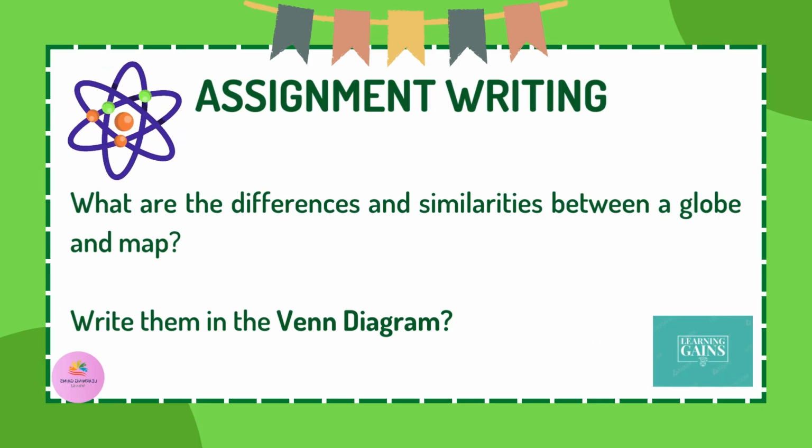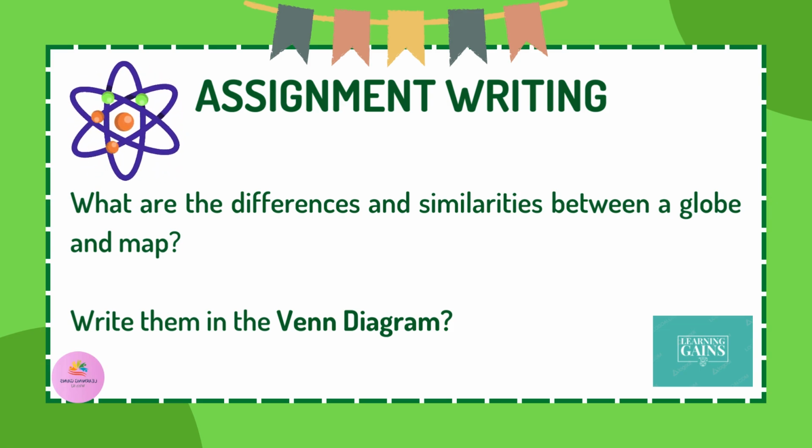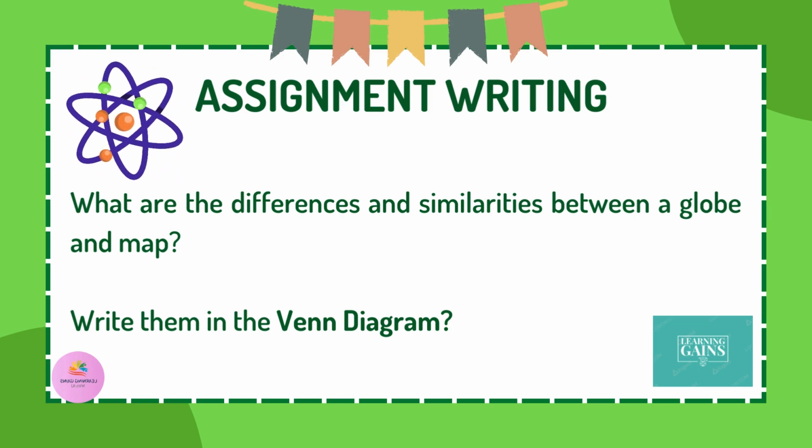Friends, so far we have learned what is a map and what is a globe. We have also learned how they are different. Let's do our assignment. In our assignment, we have to make a Venn diagram today. And in that Venn diagram, we are going to write what are the differences and similarities between a globe and a map.